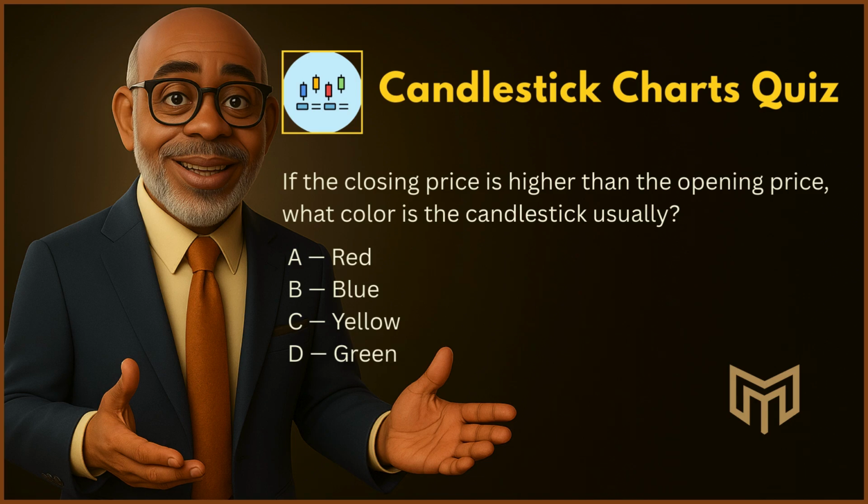The correct answer is D, green. A green candlestick shows bullish momentum because the price closed higher than it opened.